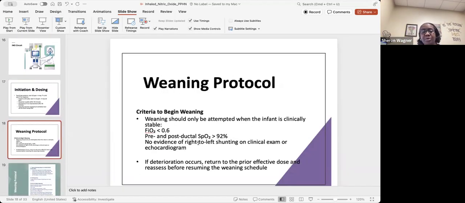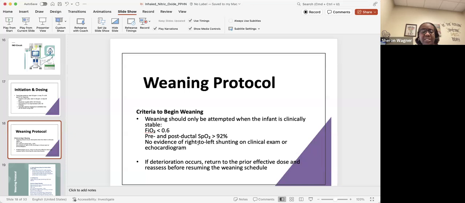So as far as weaning protocols go, once your baby has been settled and is demonstrating that it is improving, and you are able to wean FiO2 down to 60% or less, then you need to start weaning, if your PO2s are within range, as well as your pre and post ductal saturation goals.